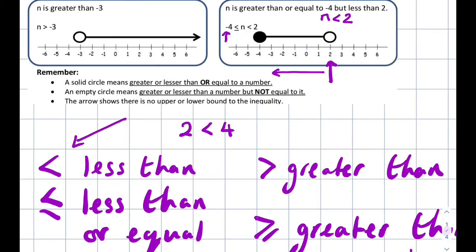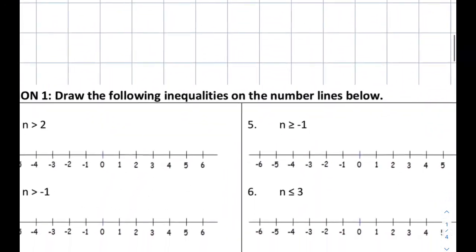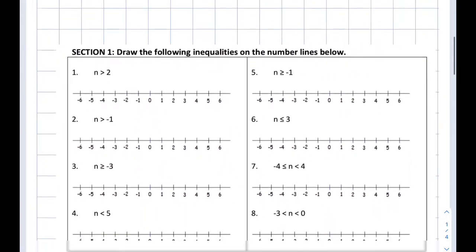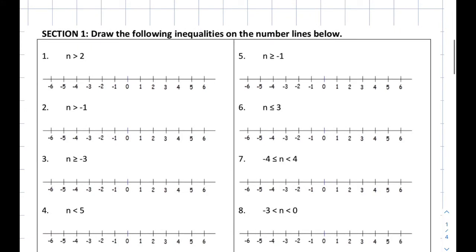Okay, so let's have a go at some of these questions. Let's see what we can do. In this section, what you're required to do is draw the inequalities on a number line. So we're just going to represent them on a number line. Let's see what the first inequality says. This is saying that n is greater than 2. So we're looking at all the values which are greater than 2, not equal to, but just greater than 2.